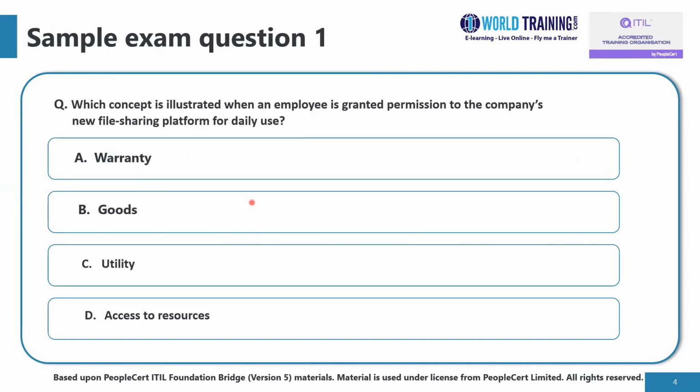You need to recollect all the various terminologies in ITIL version 5 at the foundation level, specifically from the bridge syllabus. And you might notice that a couple of these are the characteristics, such as warranty and utility, and the others are goods, access to resources, which are actually the types of service offerings. So I will leave you with that.